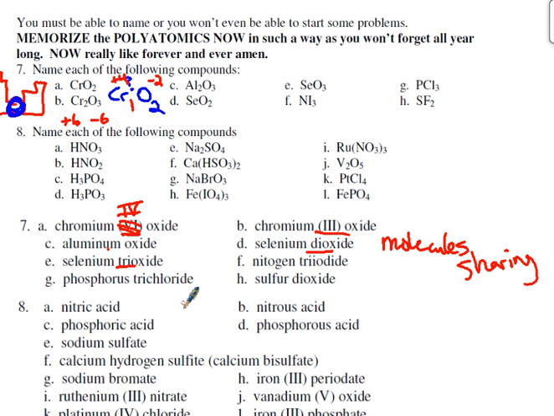Number 8 is acids. Lots of polyatomic ions in this one, aren't there? We've got nitrate and its younger cousin with 1 less oxygen, nitrite. The difference between an -ate and an -ite is the number of oxygens. The -ates always have 1 more than the -ites. So this is phosphate, that's phosphite. There's phosphate, nitrate, sulfate. This is hydrogen sulfite. This is bromate, and this is periodate.